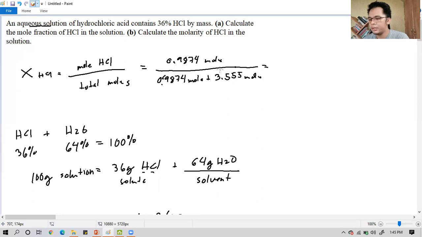3.555. And ang sagot natin is 0.2174. The mole fraction of HCl is 0.2174. So, ayan yung sagot. And it is unitless. That is for letter A. But what about letter B? Okay, easy naman na to sa may part natin na to.